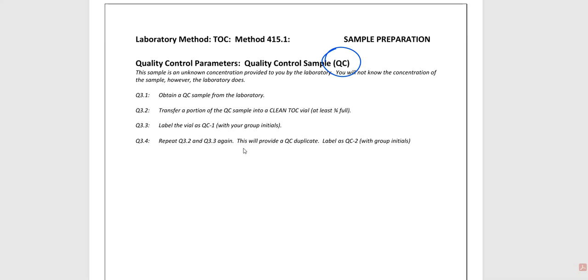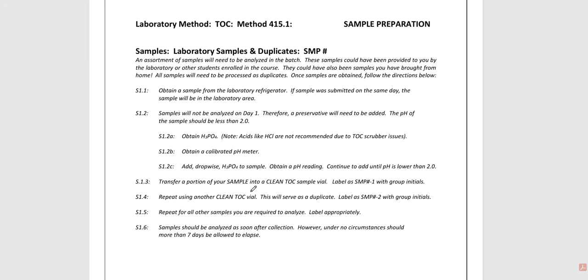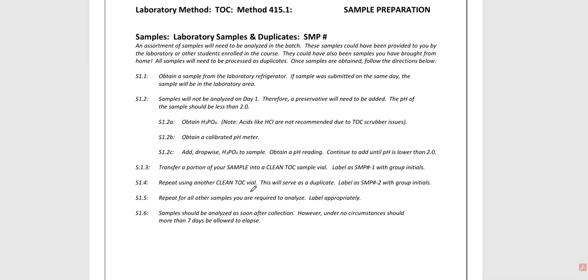It says transfer a portion of the QC sample into a clean vial, label the vial as Q1, and then repeat it again, and this will give you a duplicate. So we need 2 of these QCs. So 2 TOC vials that we will be analyzing with our samples. Next up, it says our samples finally need to be run in duplicates. Please label them SMP with a number afterward.